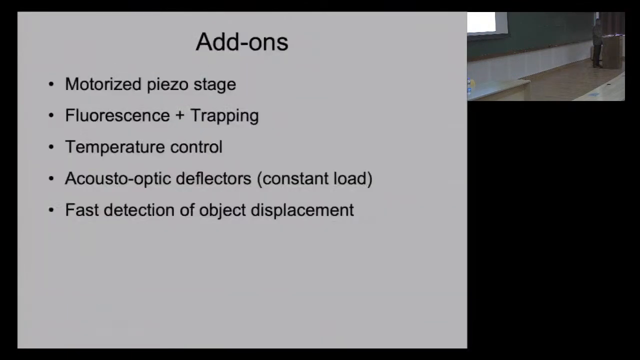Right, so if you want to build fancier versions of this, you can have a motorized piezo stage, which is quite required for many of these measurements. You can have fluorescence with the optical trapping, which we tried to implement on our microscope, but we have it and we don't use it. You can use temperature control. You can use acousto-optic deflectors for generating optical traps with constant load. Some of you can go and read why this is required. Fast detection of object displacement, that's the coordinate photodetector that I talked about.